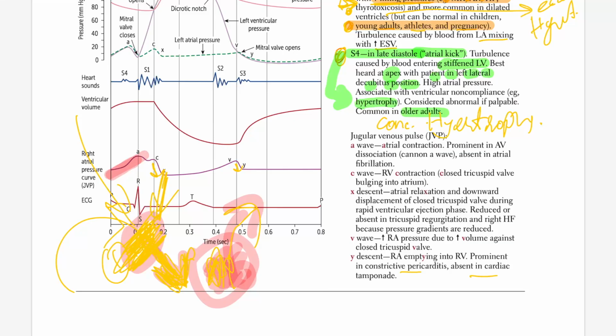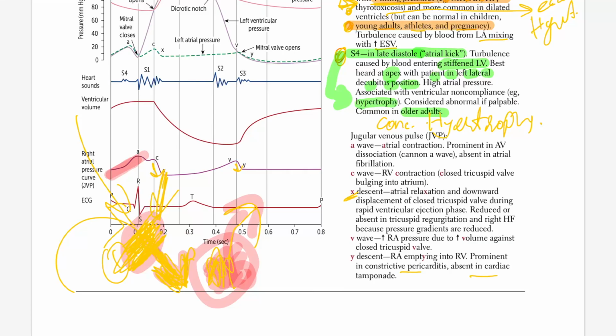Now there's a C wave. What is a C wave? The C wave is when the right ventricle has to contract the blood out from the right ventricle into the pulmonary circulation. That's going to give you the C wave. After A and C, you have a descent. What is that descent? That's the right atrial relaxation. X for relaxation, right? Right atrial relaxation.